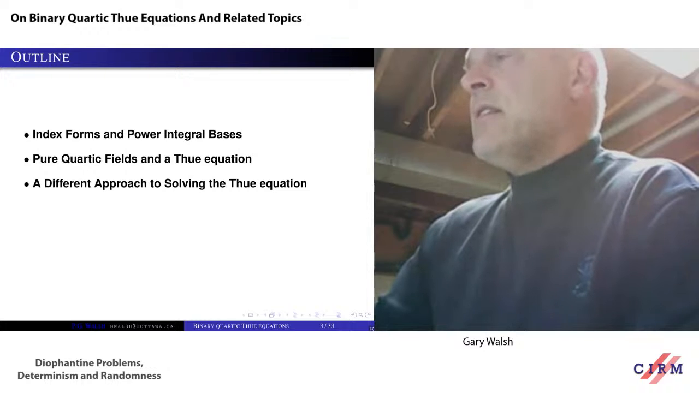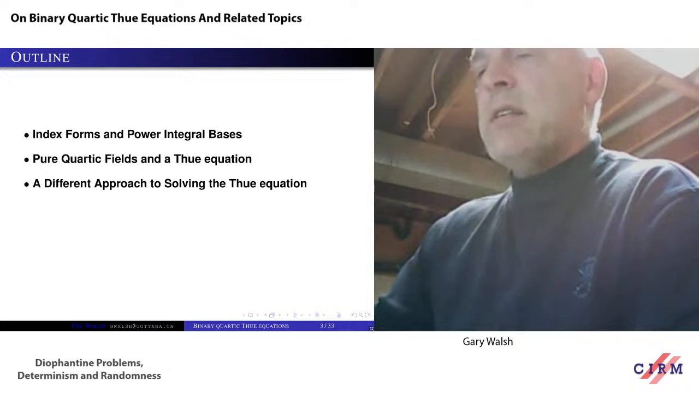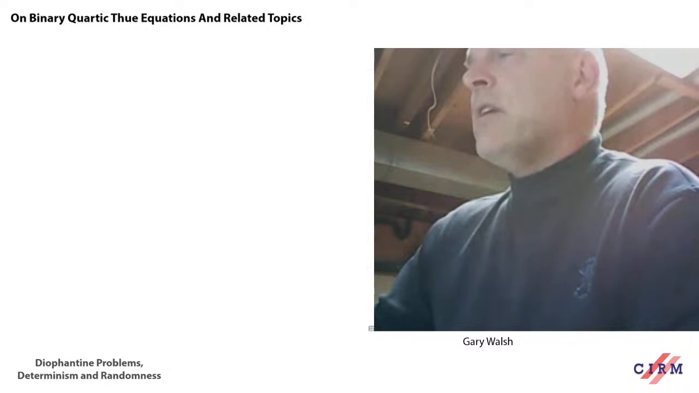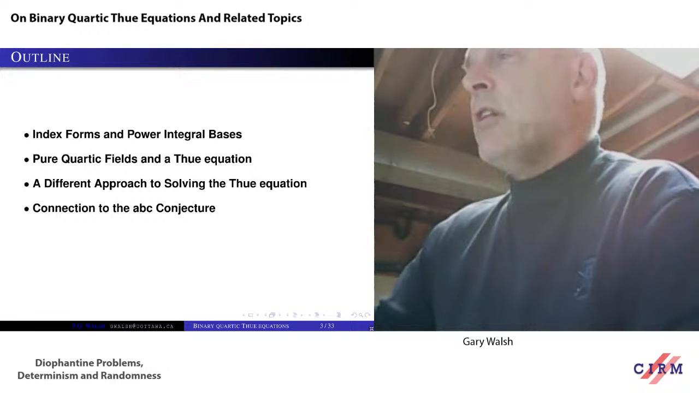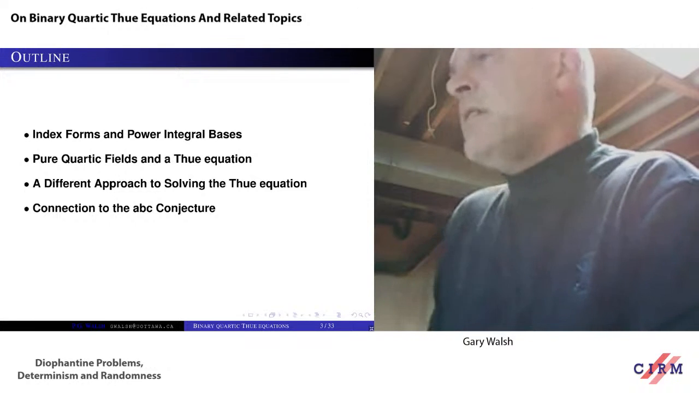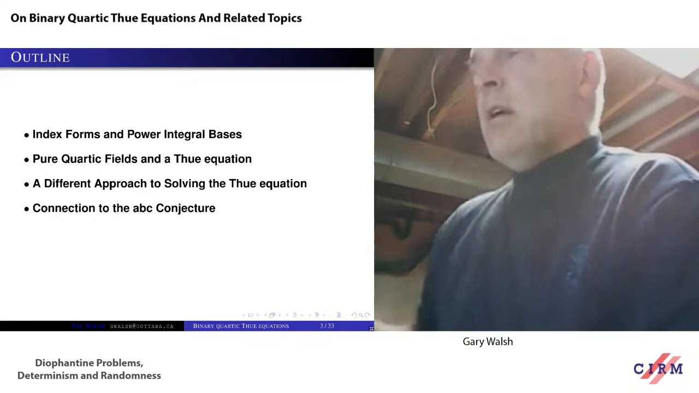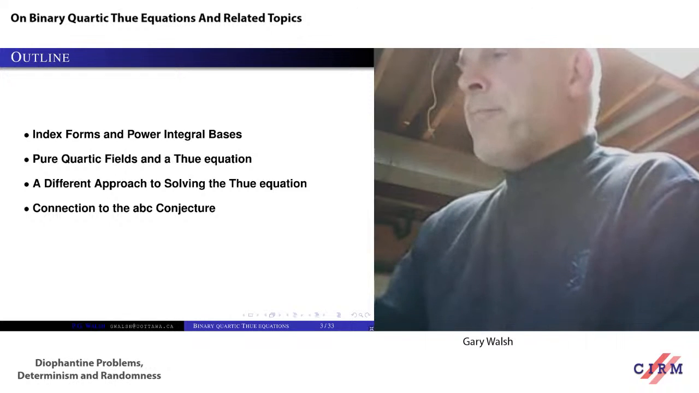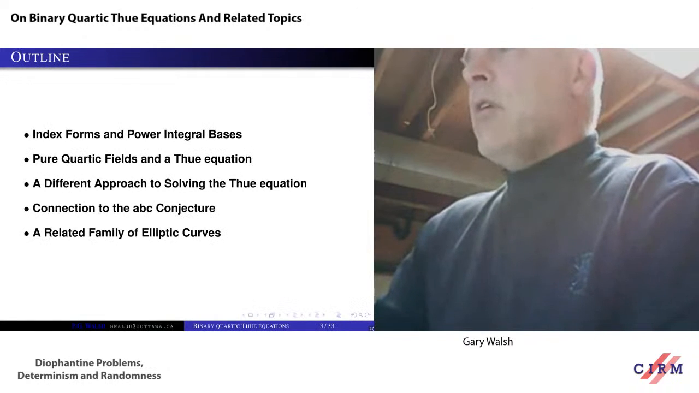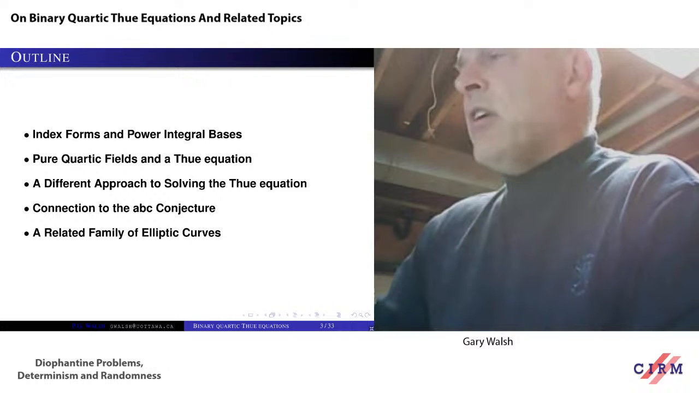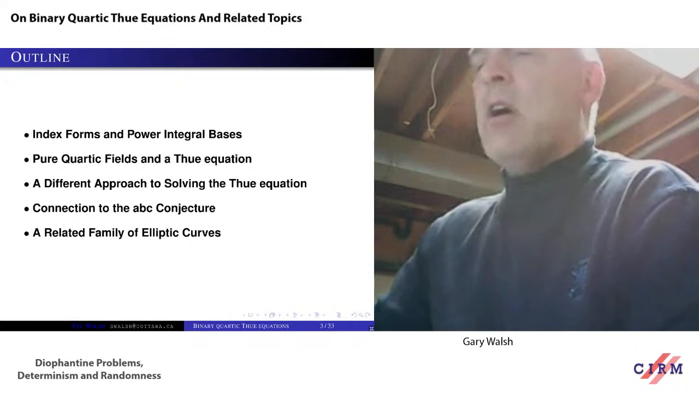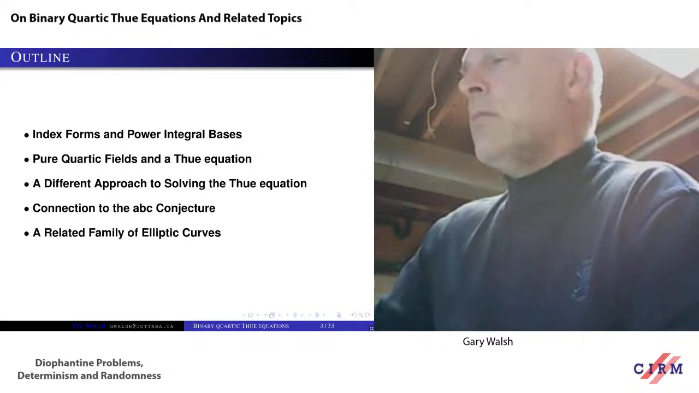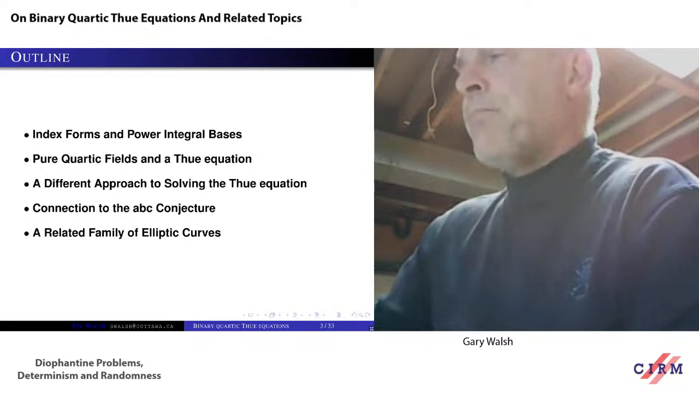But since there are other things to say about this problem, I will continue and talk a little bit about how it is very closely connected to the ABC conjecture. Eventually, I will talk about a related family of elliptic curves, like I said earlier. And this last part of the talk is joint work with Pingzi Yuan.